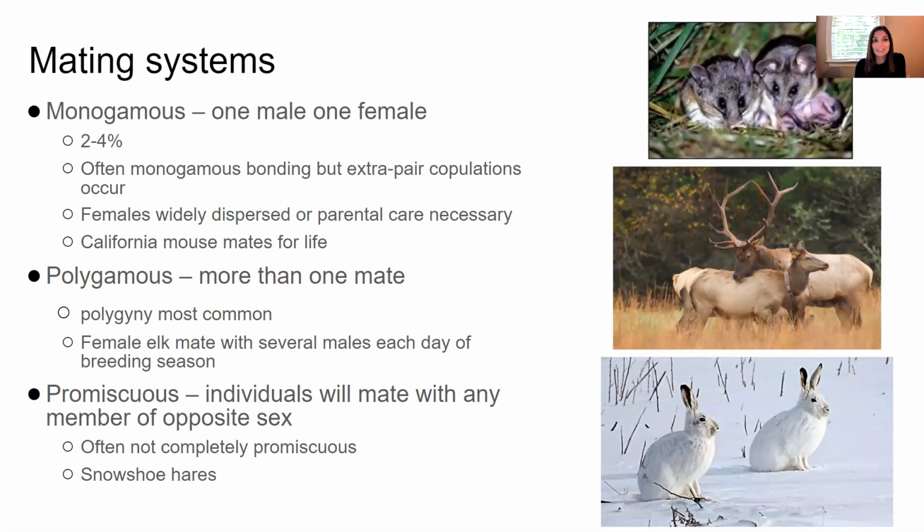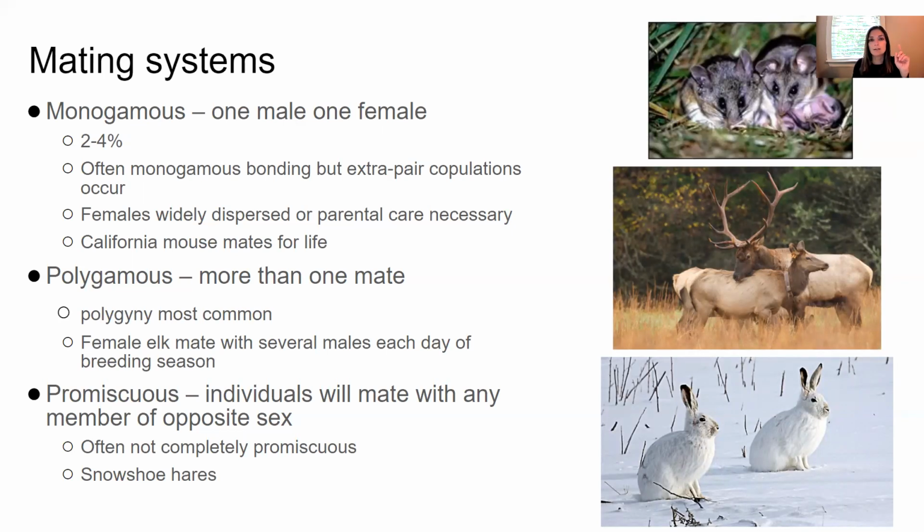So monogamous mammals account for just 2 to 4% of all mammals, and that's when there's one male and one female. So pretty low percentage. And actually, research has shown that even those mammals that have monogamous bonding, there are often extra pair copulations that occur. So there's a pair bond, but then there's still mating with other individuals of their same species outside of that.